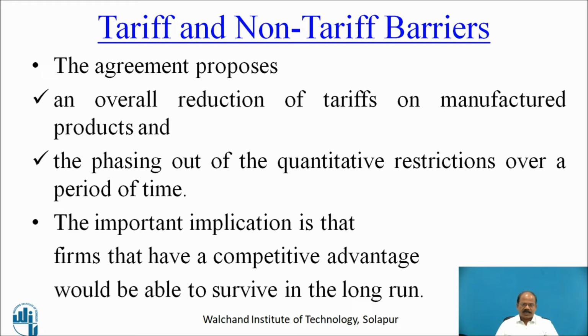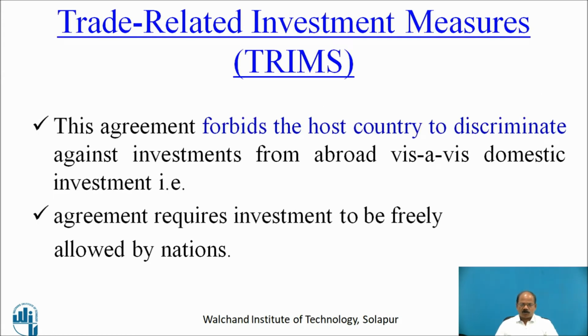There were primarily some of the agreements which we are focusing now. The agreement proposes tariff and non-tariff barriers reduction. That means an overall reduction of tariffs on manufactured products and phasing out of the quantitative restrictions over a period of time. The important implication of this agreement is that firms that have a competitive advantage would be able to survive in the long run. Another important agreement was trade-related investment measures, popularly called TRIMS. This agreement forbids the host country to discriminate against investments from abroad vis-a-vis domestic investment. So there should not be any discrimination between these two investments. The agreement requires investment to be freely allowed by any nation.